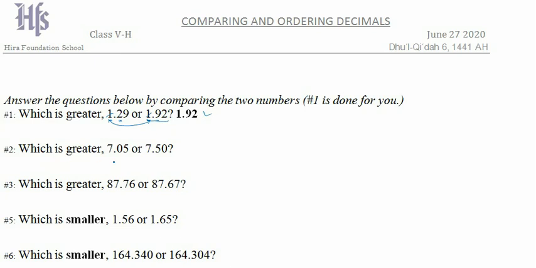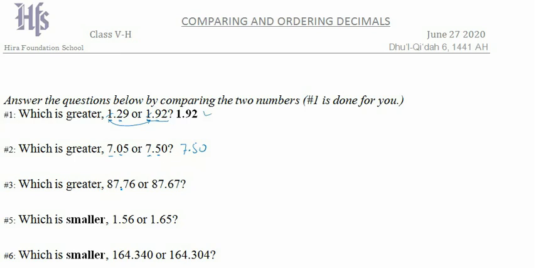Similarly, two numbers are given, 7.05 or 7.50. Which one is the greatest? So 7 is the same, so we leave it and compare the next digit. Just after the decimal it is 0 and here it is 5. So 7.50 must be the greater value.